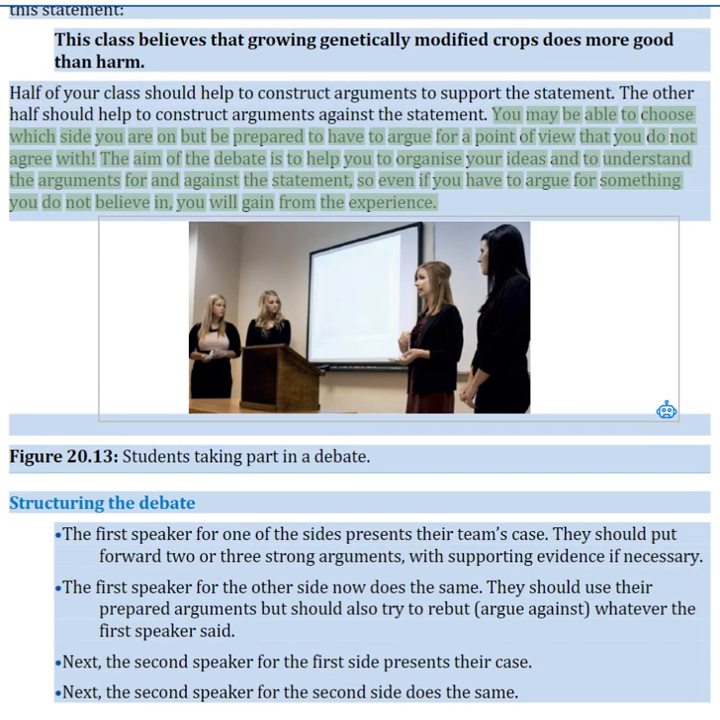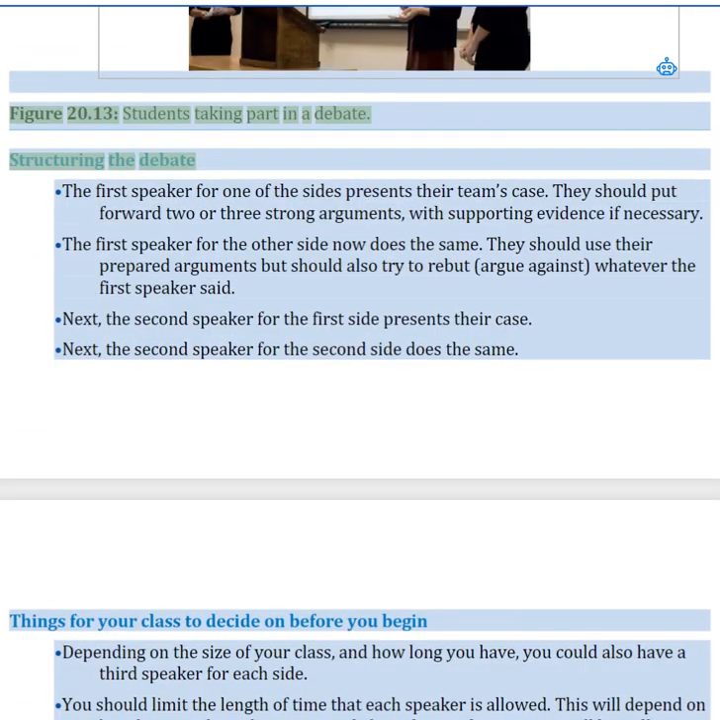You may be able to choose which side you are on, but be prepared to have to argue for a point of view that you do not agree with. The aim of the debate is to help you to organize your ideas and to understand the arguments for and against the statement, so even if you have to argue for something you do not believe in, you will gain from the experience. Figure 20.13 Students taking part in a debate.